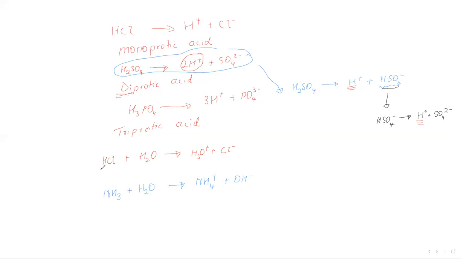Now this one here is an acid. This one here is a base, which makes this one an acid. This is an acid, which makes this one a base. Now you can see that water can be a base and water can also be an acid. And therefore we say it's an ampholyte.